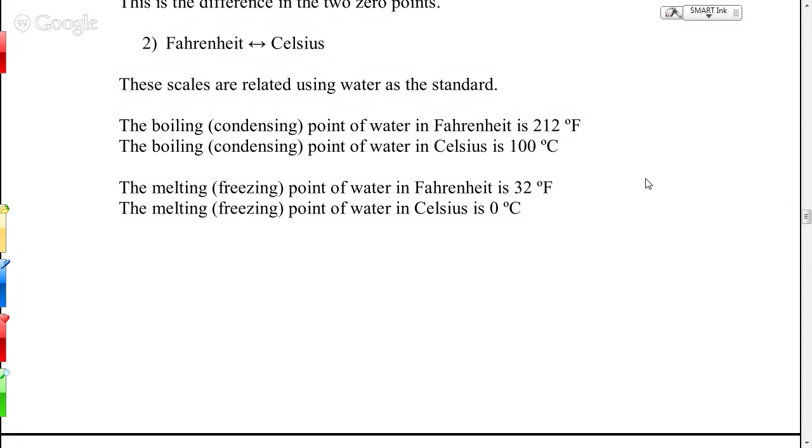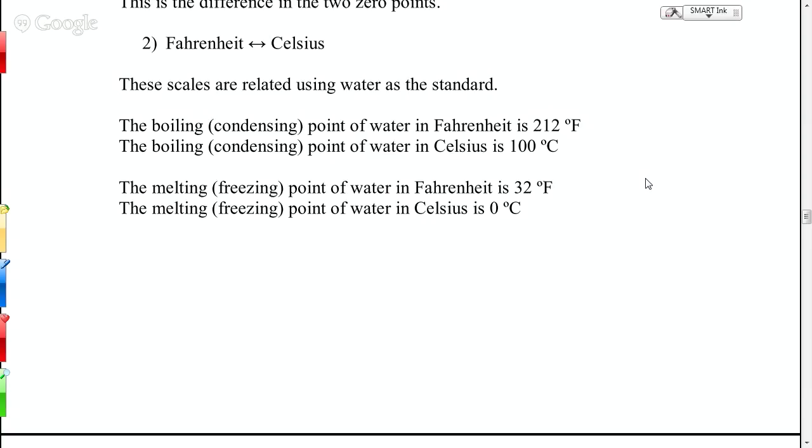So the difference between 32 and 212 is what, 180 degrees, right? The difference between 0 and 100 is 100. So that means that a Fahrenheit degree is a little bit smaller. So we have to convert the size of the degree, and then we also have to convert the 0 point, because the 0 points don't line up, right? 0 Celsius isn't the same as 0 Fahrenheit. And that's one of the only times we have to do that.